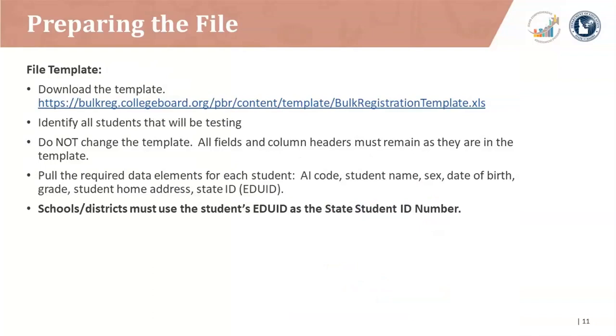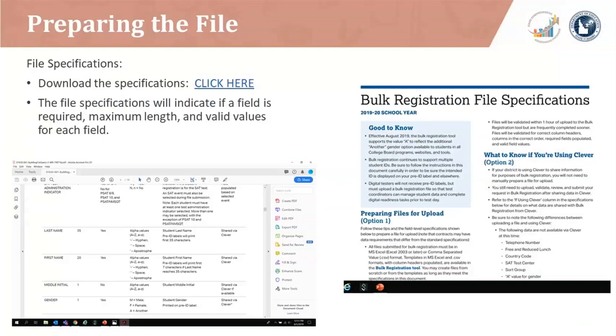You'll download the template and identify students that will be testing. Do not change the template, as all fields and column headers must remain as they are in the template. You should pull the required data elements in order to prepare your file, particularly the state ID or EDU ID. Schools and districts must use the student's EDU ID as the student ID number. You'll download the file specifications and use them in order to understand the required versus optional fields, the maximum length of fields, and the valid values for each field.